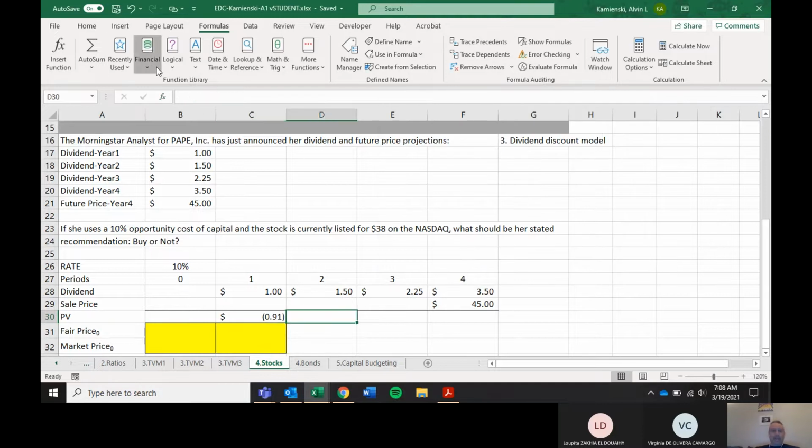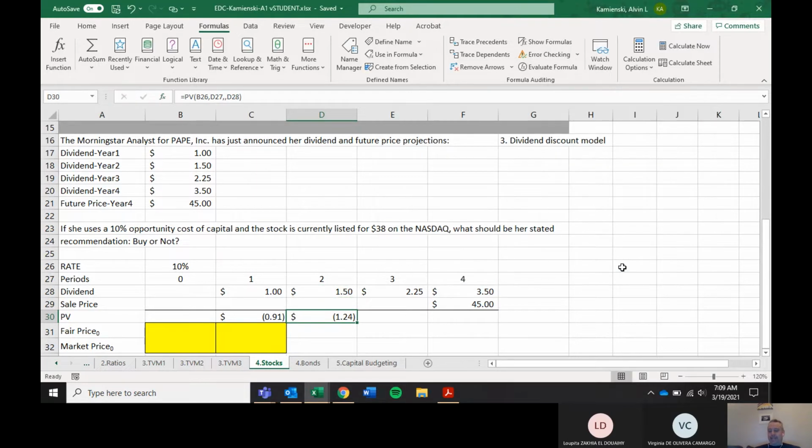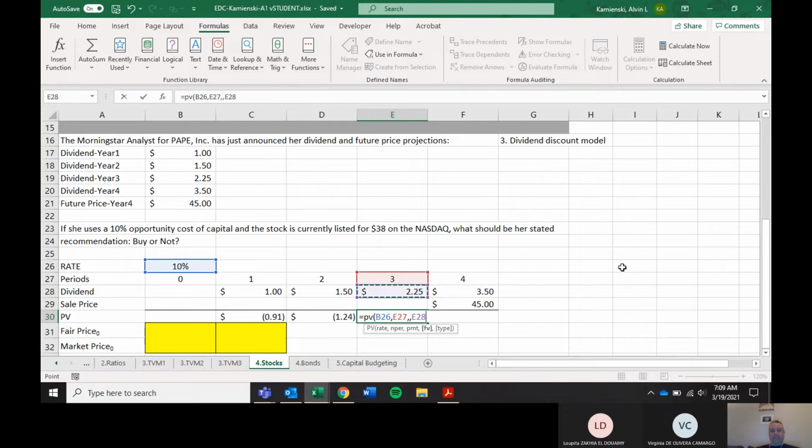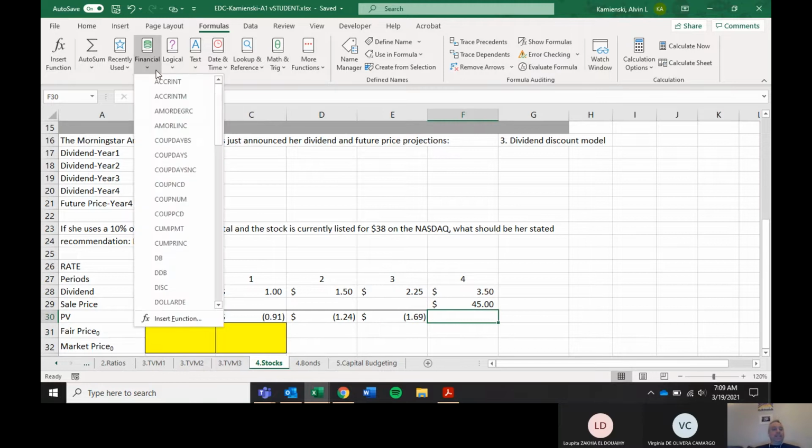How about for the second one then? Let's answer the question the same. If at a rate of 10% in 2 years, I could receive a future value of $1.50, how much should I be willing to pay for that today? It is $1.24. Doing it again for this third one, at a rate of 10%, when I'm now waiting 3 years, and I would eventually get $2.25, what would be the present value of that? It is $1.69.